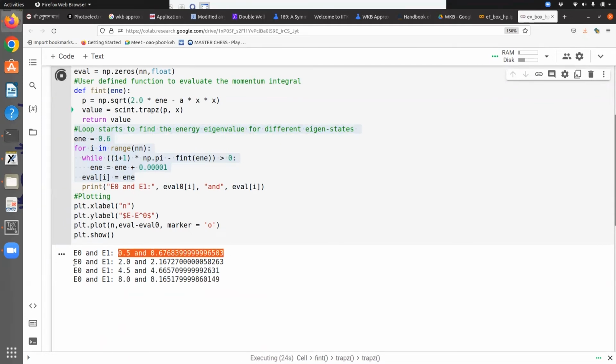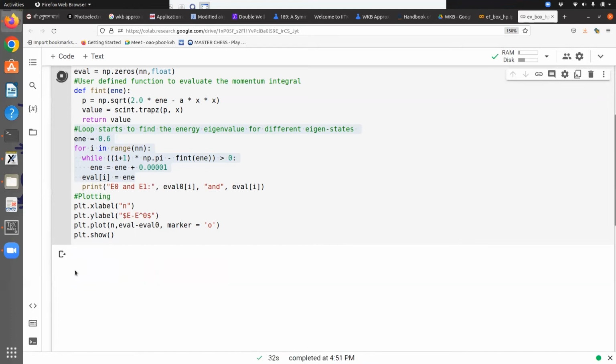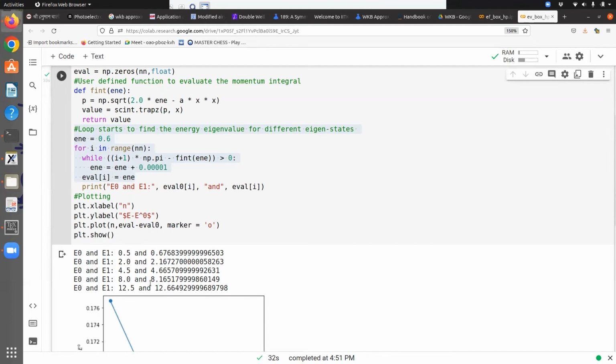The second row is the energy difference for the first excited state. Third row is for the second excited state. Fourth row is for the third excited state, and so on.